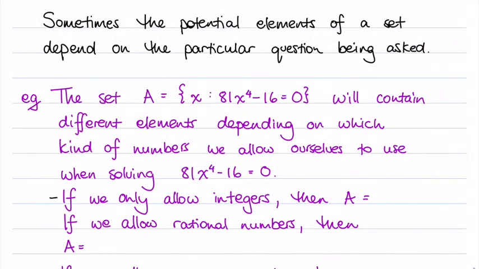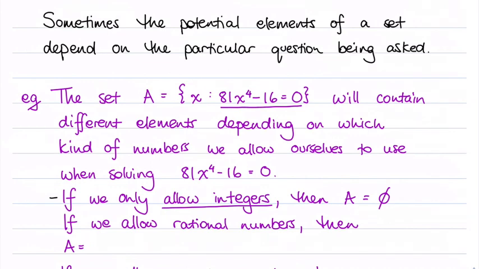So one of the things that it's worth thinking about is what kind of answers we want to get when we're looking for a particular set. What do I mean? Suppose we're looking at the set A of all x which solve the equation 81x^4 - 16 = 0. Well, the elements that end up in A will depend very much on what kind of numbers we're looking for. So for example, if we're only allowing integers, then there are no integers which solve that equation, so our set A would be the empty set.